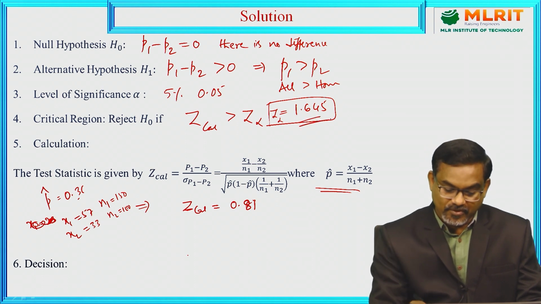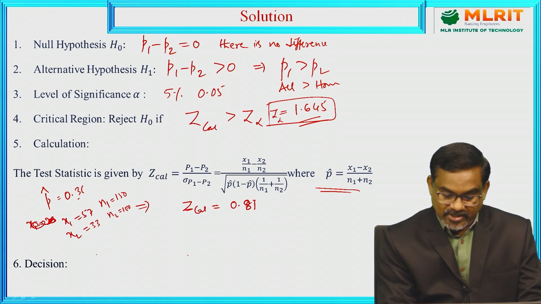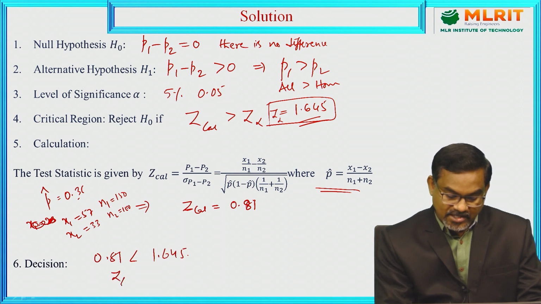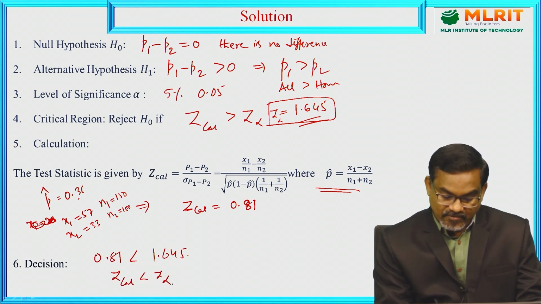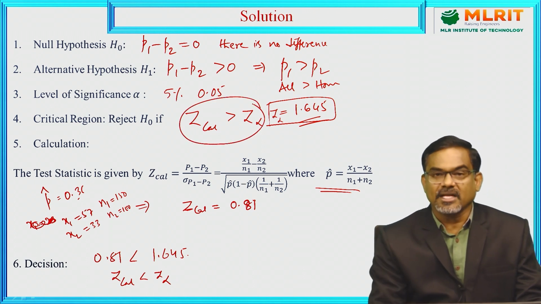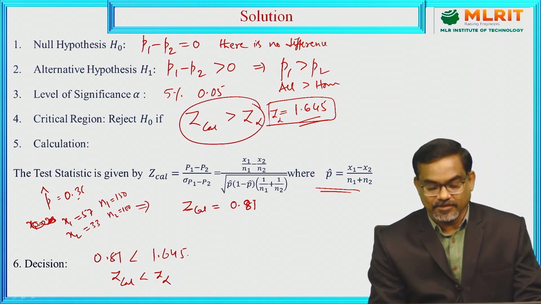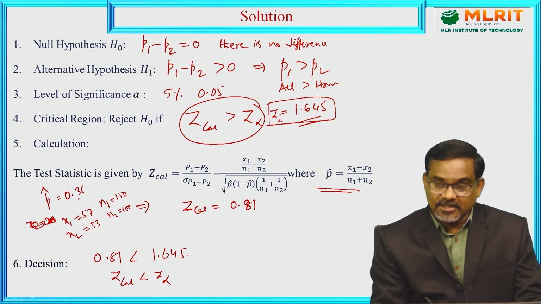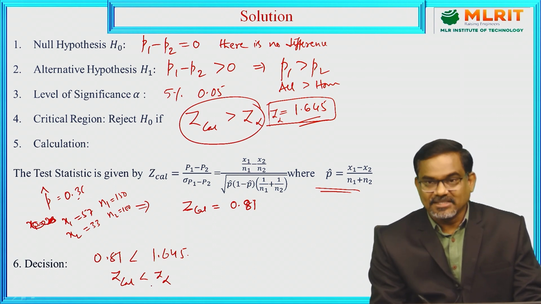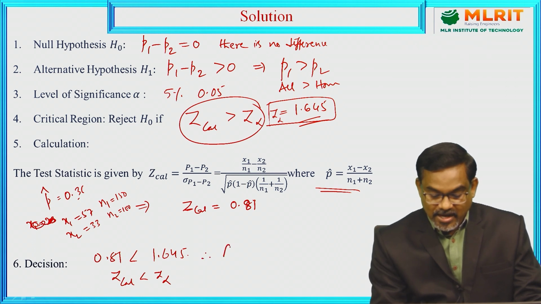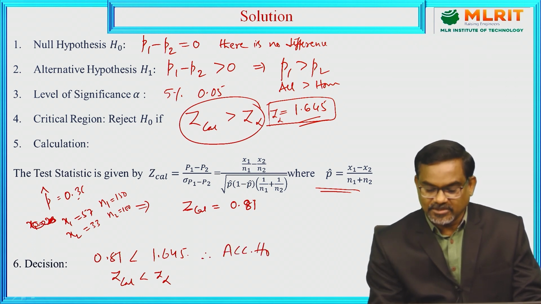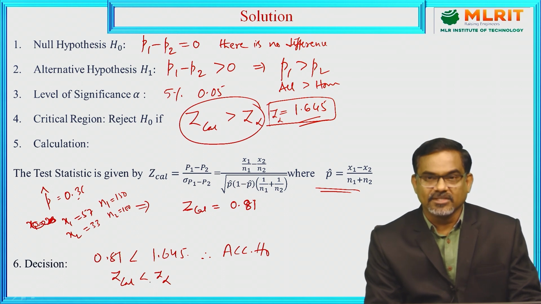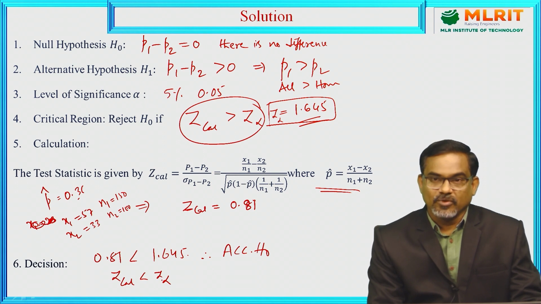So the final decision we can take by comparing these two values. 0.81 is less than 1.645. So Z calculated is less than Z alpha. If Z calculated is greater than Z alpha, we reject the null hypothesis. But what we got here is that the Z calculated value is less than the tabular value. Therefore, accept the null hypothesis H0. Since the calculated value is less than the tabular value, we cannot reject the null hypothesis, so we have to accept it.